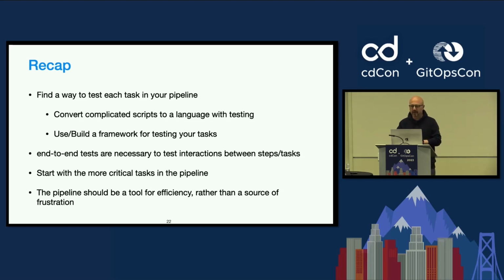End-to-end tests are super important to make sure the interactions between the different steps and the tasks are working as expected. Start with the more critical tasks in the pipeline. We've talked about how to try to figure out which ones are more important.